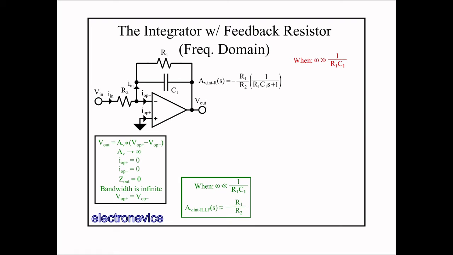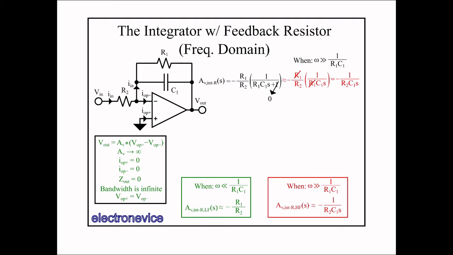Conversely, when we examine frequencies much higher than 1 over R1C1 radians per second, we see that in the denominator of the transfer function, R1C1s is much larger than 1, and thus the denominator approximates to R1C1s, which, when simplified, results in an expression that is identical to the purely capacitive integrator.